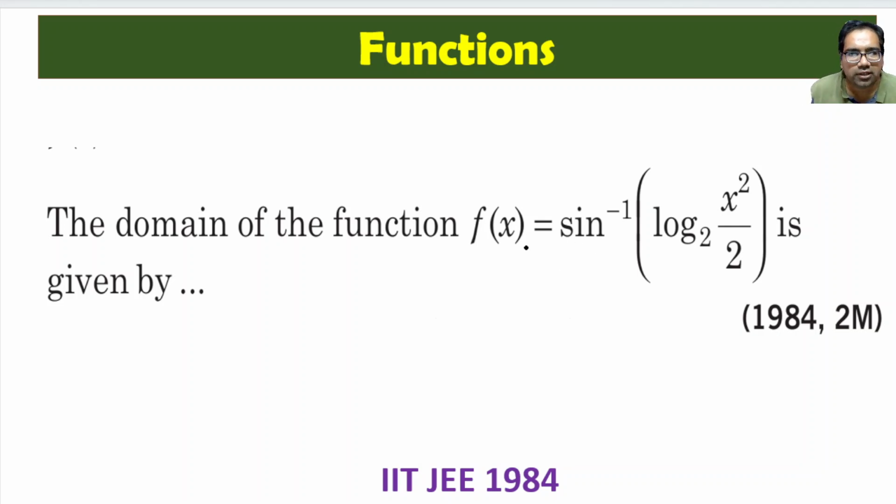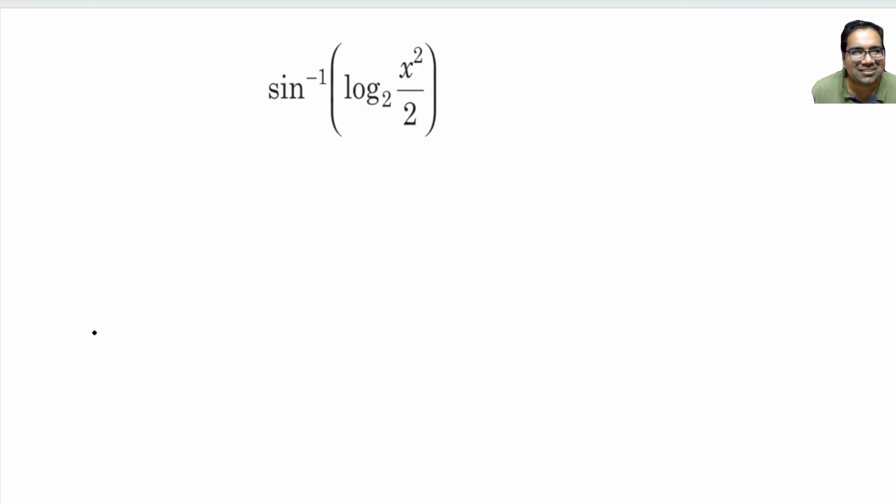Here we have f of x equal to sine inverse of log base 2 of x square by 2. We have to find the domain of this function. Obviously, sine inverse means whatever is this part, this has to lie between minus 1 and plus 1, because sine should always lie between minus 1 and 1, right? Sine inverse of 2, sine inverse of 4 is not possible, right? So the condition is this part should lie between minus 1 and plus 1.